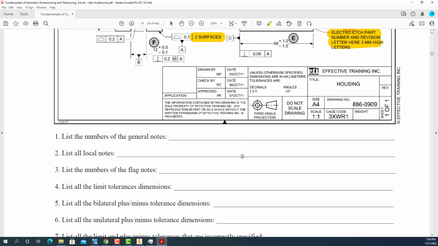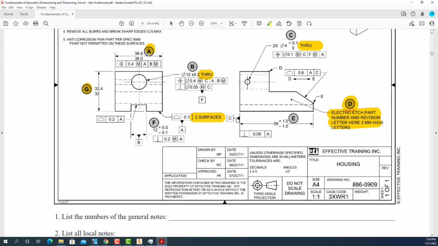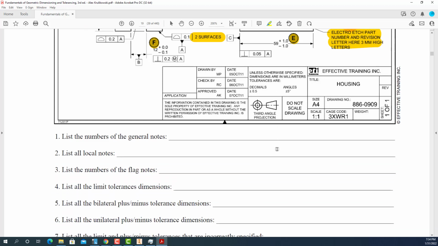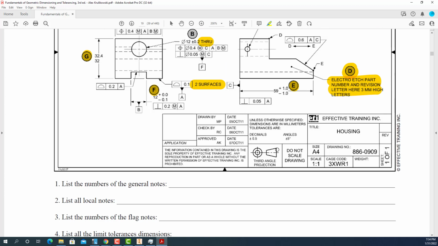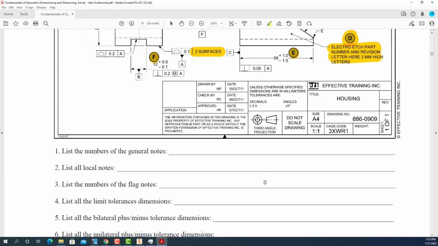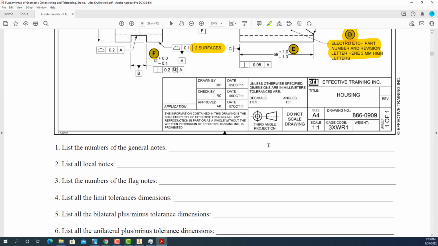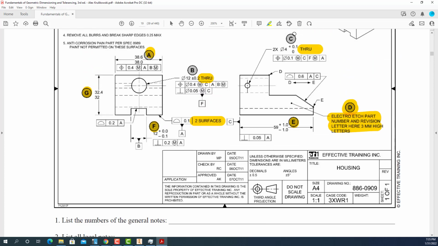A and G. It says list the bilateral plus minus tolerances. Bilateral, 1, 2, 5. B, no, that's unilateral. So F and E, or is it just F and E? I think so, because the rest are limits or equal bilateral. And list all the unilateral: it's just C. And that's it.